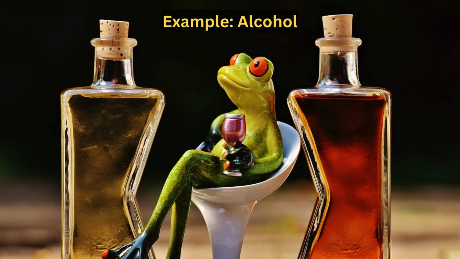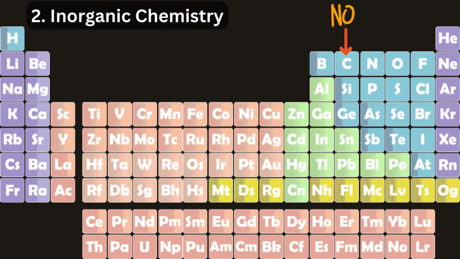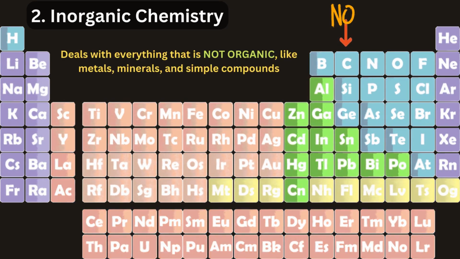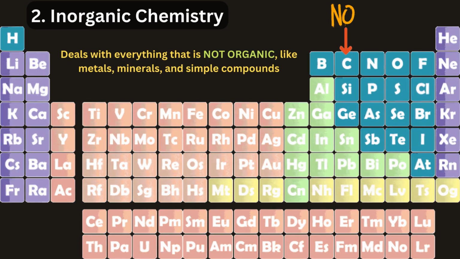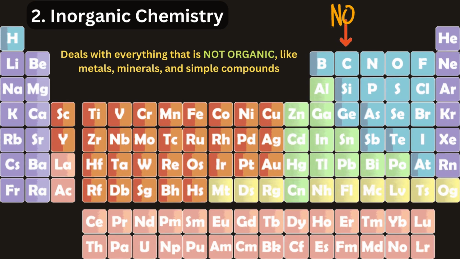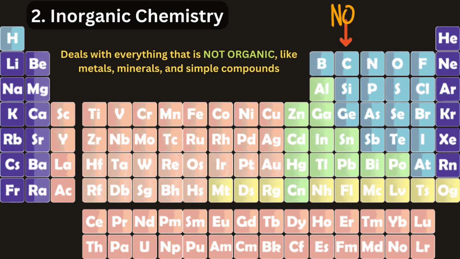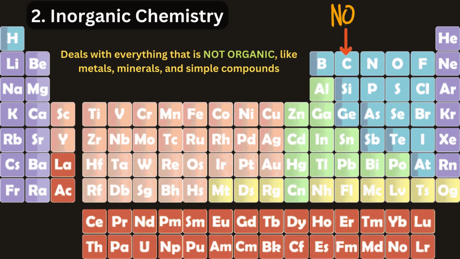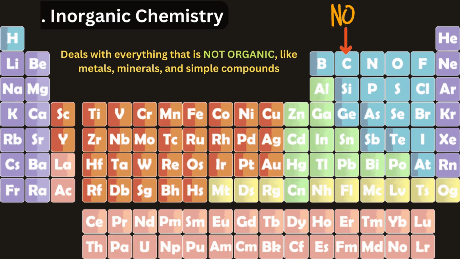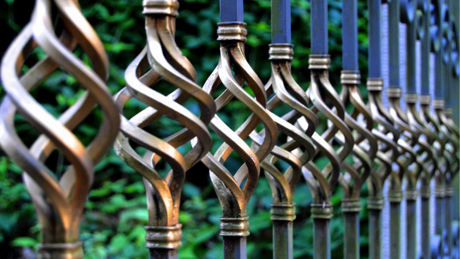Now let's move on to the next branch, which is inorganic chemistry. Just from the name, you can tell that there's no organic in it. So, the definition is, this is the branch of chemistry which studies everything that is not organic. For example, metals, minerals, and other simple non-carbon containing compounds. So, everything that is not made from carbon is included in inorganic chemistry. There are also many examples. For instance, the jewelry that girls use, which is made of gold and silver. Next is iron, which is used in construction.